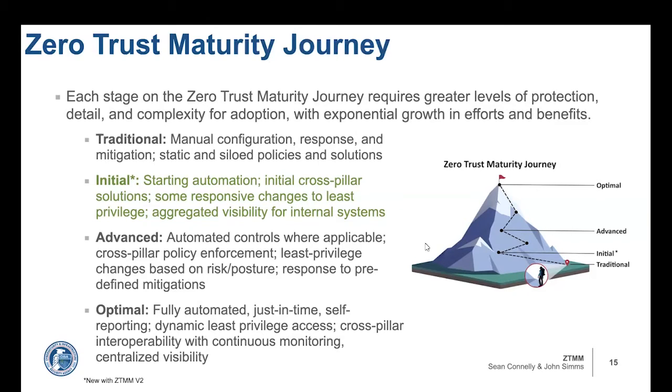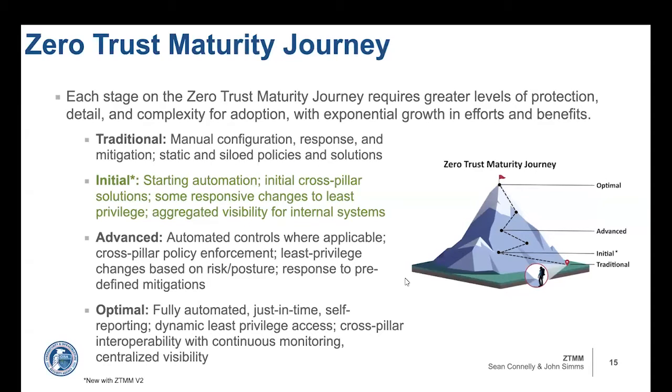Thank you, John. So now we'll do a quick deep dive into the differences and changes that have happened in the second version of the maturity model. So the first slide you see here represents the stages an organization will go through as they move away from the traditional architecture, usually best represented by the castle and moat philosophy, as they move through the different stages to a more optimal architecture. So originally in version one, we had traditional, advanced, and optimal.